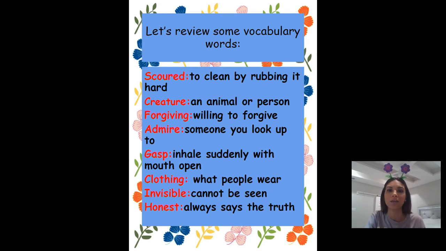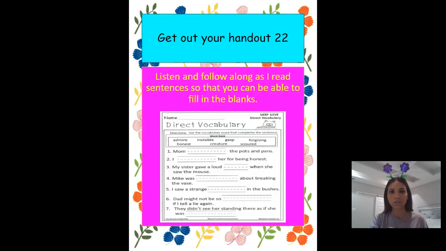Next word, clothing. Clothing is what people wear. Invisible means cannot be seen. When you're invisible, people cannot see you. The last word is honest. Honest means always says the truth. When you're honest, you always say the truth and you always do what is right. You can always come back to this page when we do our vocabulary assessment. So just remember the words.